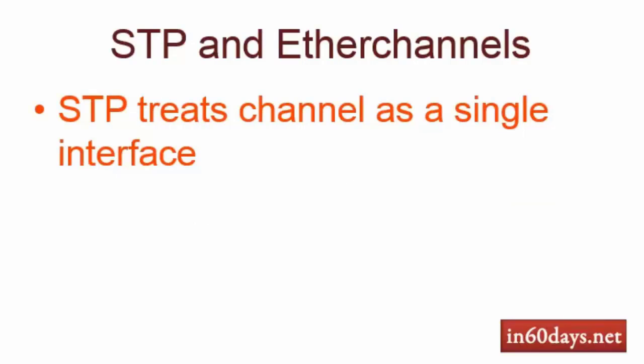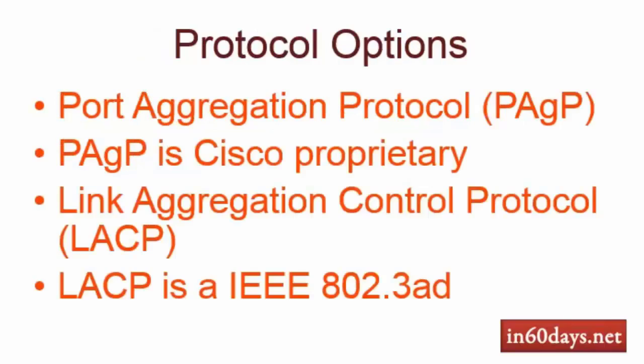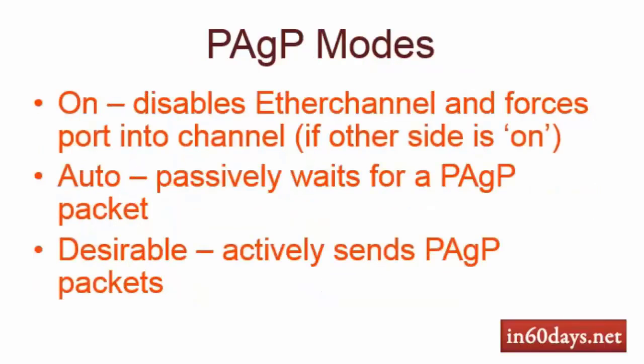Now, another classic thing, spanning tree treats the channel as a single interface. Protocol options, so 2 main ones are port aggregation protocol, which is PAgP. I'll come to the other one. Oh, LACP I've put on this slide as well. So Cisco own PAgP, but the open standard, IEEE created LACP, Link Aggregation Control Protocol. Worth noting down the specification 802.3ad.